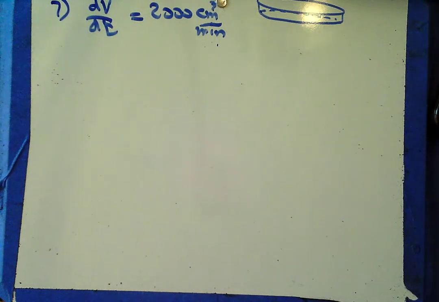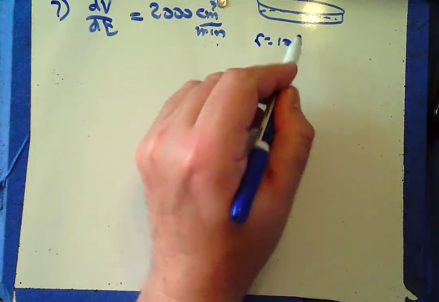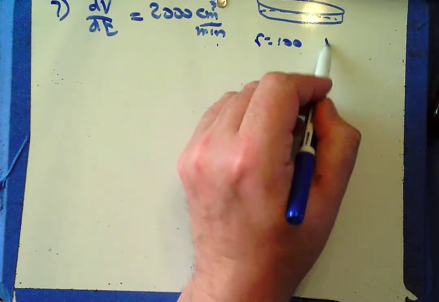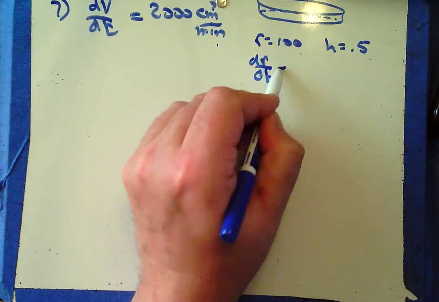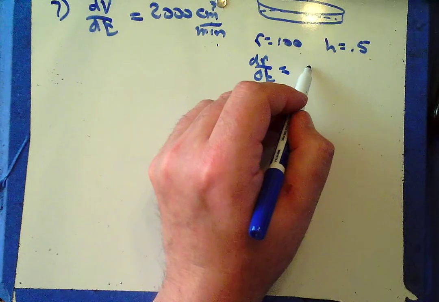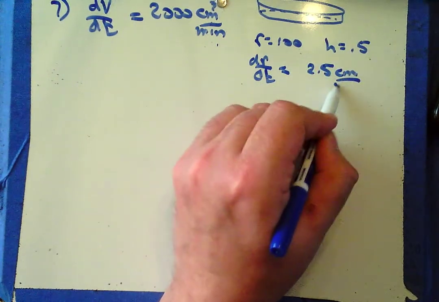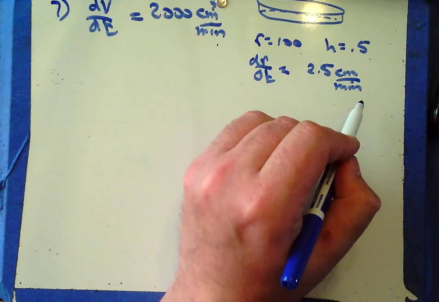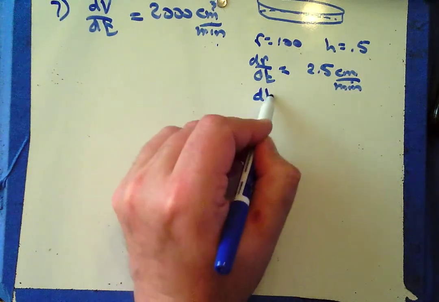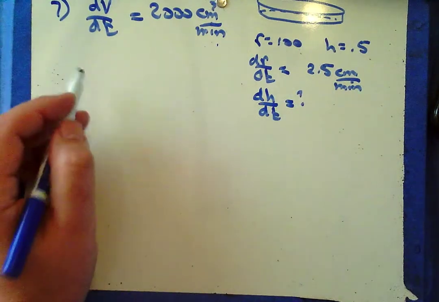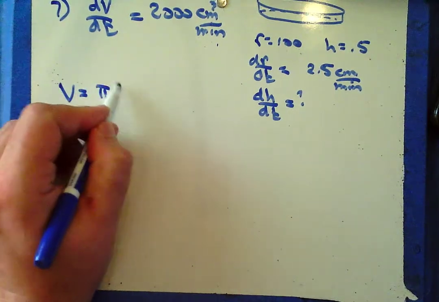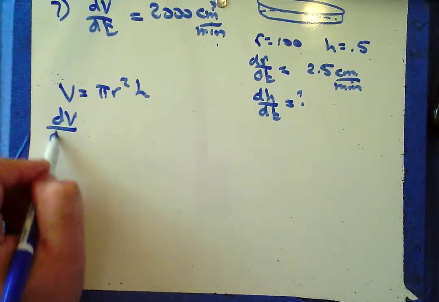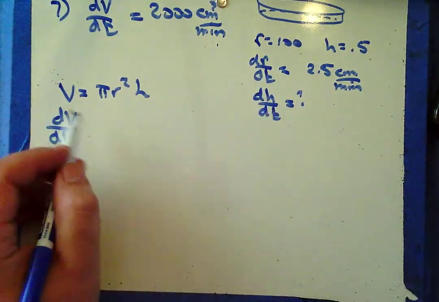Okay, what do we know? At the instant the radius of the oil slick is 100, r equals 100. The height is 0.5. The radius dr/dt equals 2.5 centimeters per minute. At the instant, what is the rate of change in height, dh/dt? Okay, so this is a chapter 5 related rates problem. We know that volume is pi r squared h. They've given us dV/dt and dr/dt, and we're looking for dh/dt.